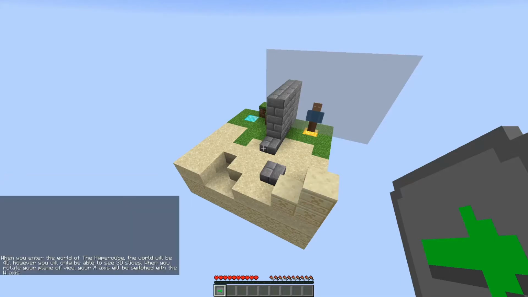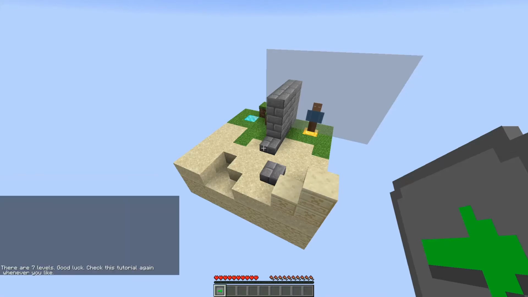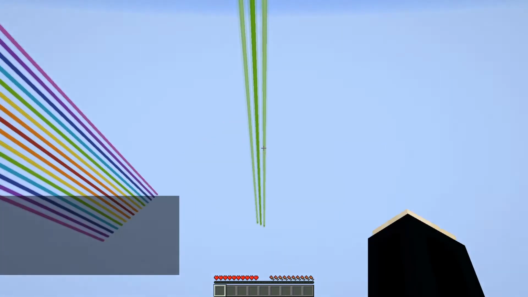When you enter the world of the Hypercube, the world will be 4-dimensional. However, you will only be able to see the 3D slices. When you rotate your plane of view, your x-axis will be switched with the w-axis. There are 7 levels. Good luck. Check this tutorial again whenever you like.